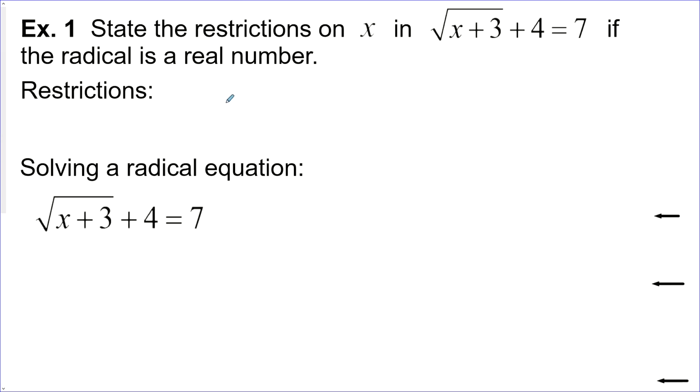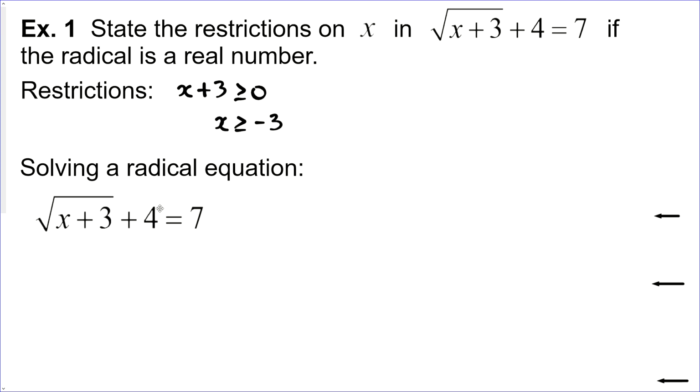Example 1 is solving this radical equation right here. We're going to start off with restrictions because we want real number answers. So x plus 3 needs to be greater than or equal to 0. Subtract 3 on both sides. That means x needs to be greater than or equal to negative 3.